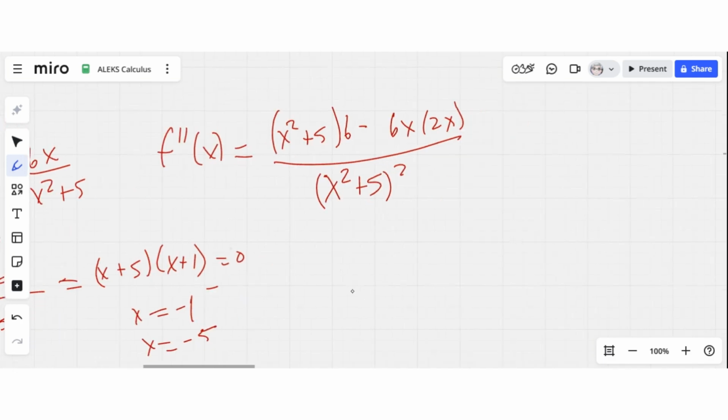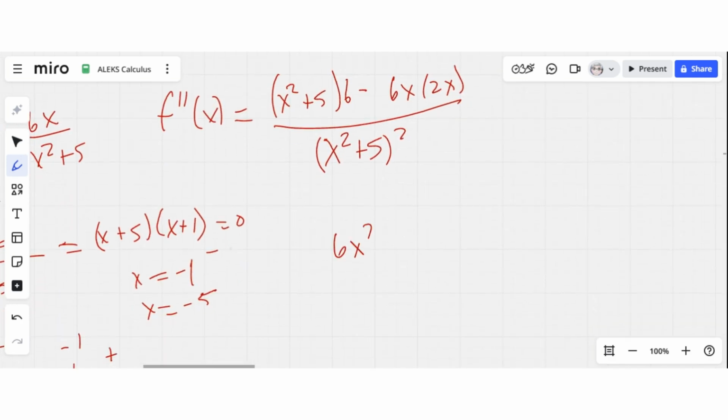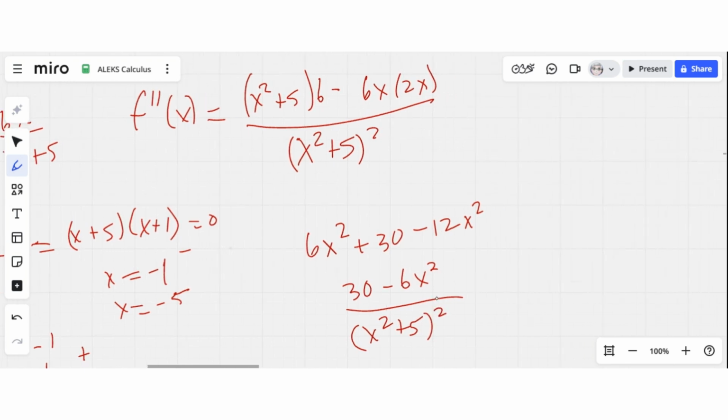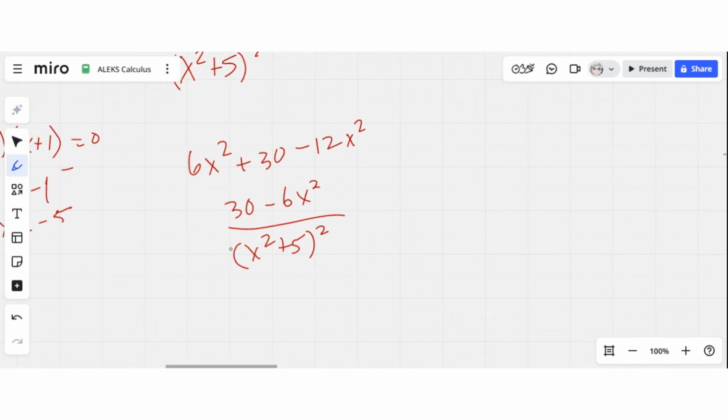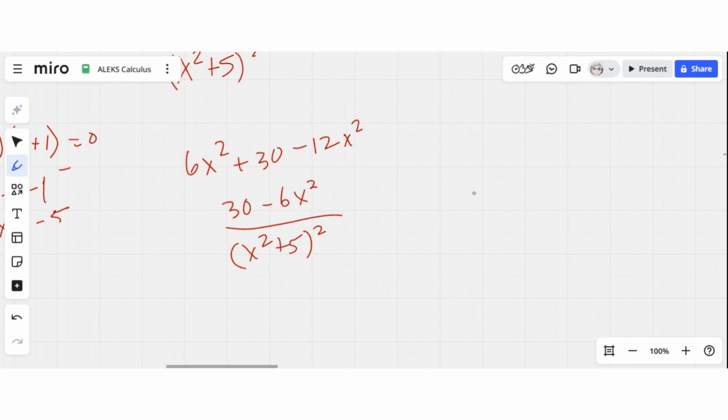And we can do a little bit of simplification here. So that's 6 times x squared plus 5, plus 30 minus 12x squared. So we're going to have, well, let's write it like 30 minus 6x squared all over x squared plus 5 quantity squared. Okay, so looking for places where the concavity might change. I don't think this is going to be undefined anywhere. Again, that bottom is always going to be positive, but we can certainly look for the zeros where the top is 0. So this would be x squared equals 5.